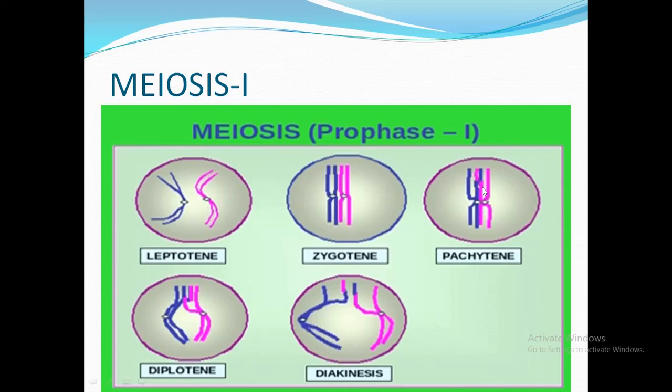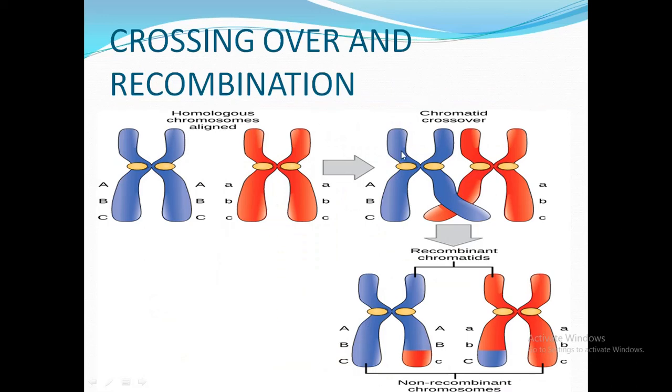Say, for example, this is maternal and this pink one is paternal. Here you can see that this paternal chromosome has crossed, or you can say it has overlapped, the maternal chromosome at this point. Now, let's say these two are the homologous chromosomes. Now, the non-sister chromatids overlap. Remember, not these two. These two are sister chromatids of the same homologous chromosome.